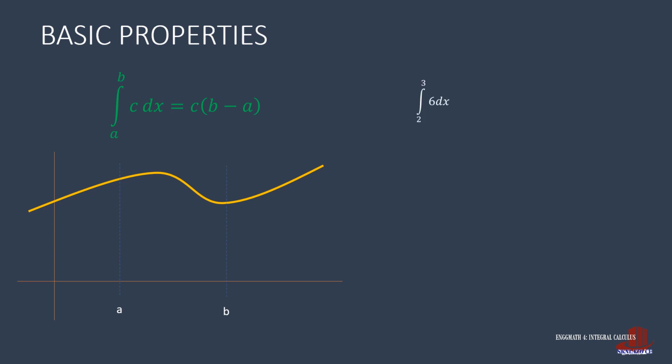Take the integral of 6 dx from 3 to 2. The antiderivative is 6x with the limits from 3 to 2. Thus, the limits are placed as 6 times 3 minus 6 times 2, which is equal to 6. The right side of the equation is c times b minus a, where c is 6 and this is multiplied by 3 minus 2, or that is 1. So, 6 times 1 is also equal to 6.